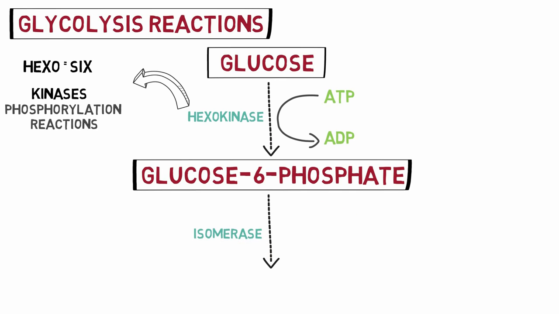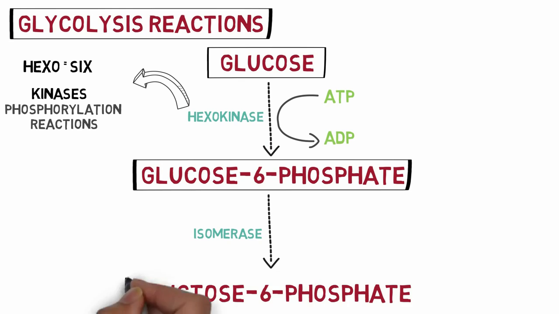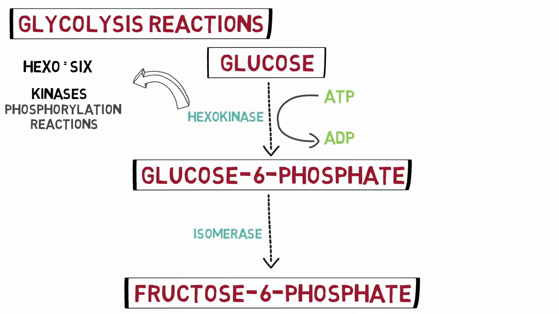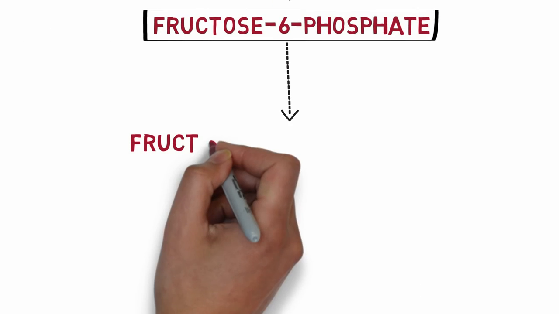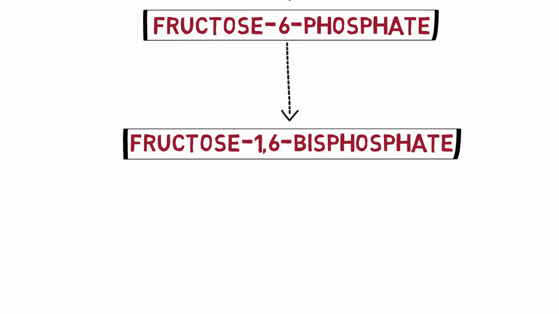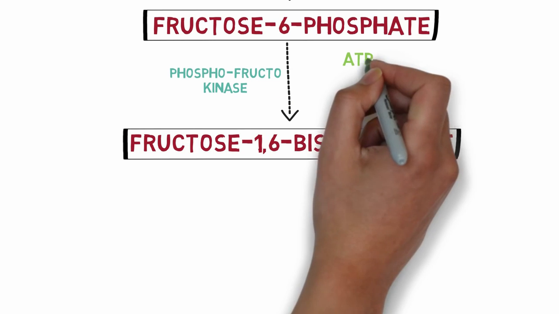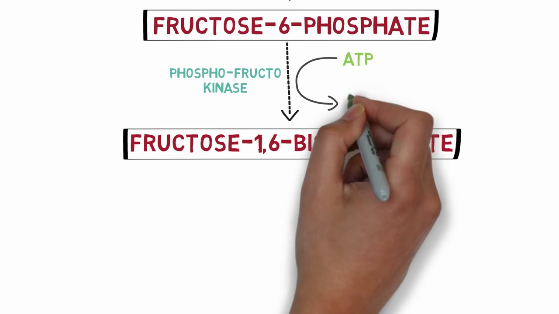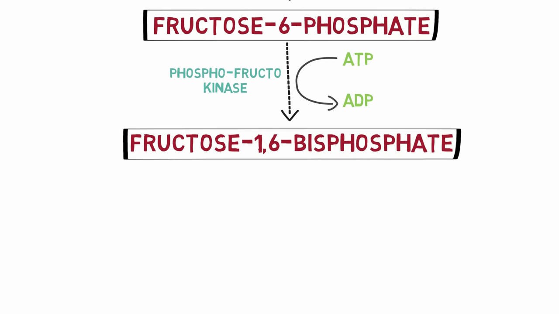Next, the glucose 6-phosphate is converted into its isomer, fructose 6-phosphate, by the enzyme isomerase. This is a simple rearrangement reaction. In the next step, the fructose 6-phosphate is converted to fructose 1,6-bisphosphate. That is addition of another phosphate group at the first carbon of the fructose ring. This reaction is catalyzed by the enzyme phosphofructokinase, another kinase enzyme which transfers a phosphate group from ATP to fructose 6-phosphate, and again ATP is converted into ADP. Hence, another ATP is utilized in the reaction.